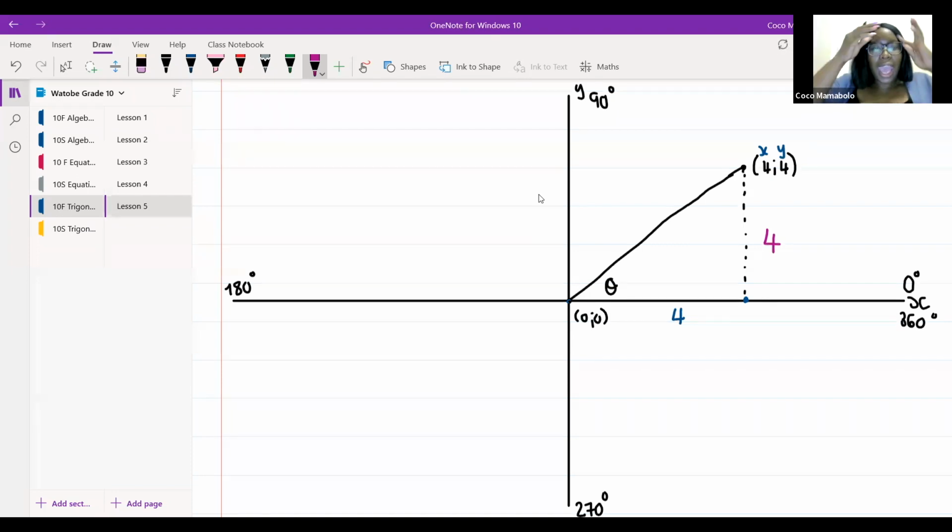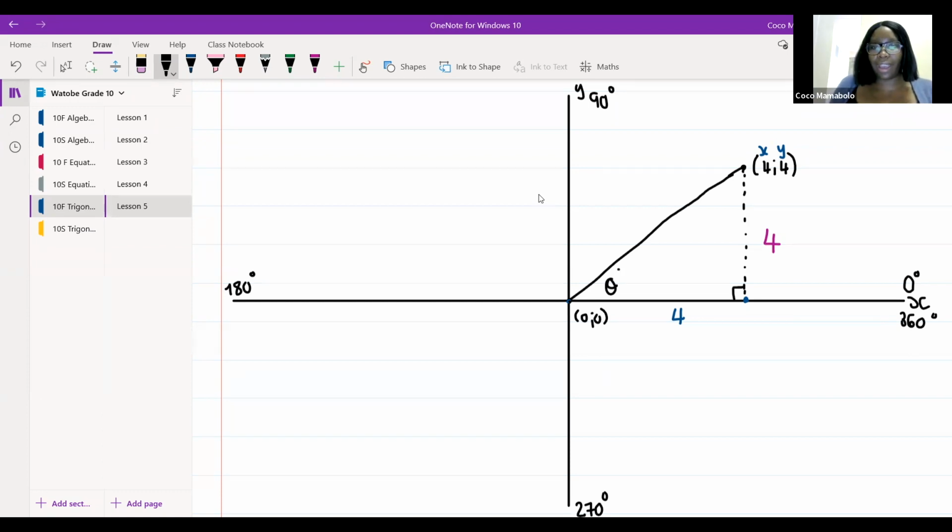Okay. And if we think about what's happened over here, what teacher Coco's actually done is she's created a right angle triangle. And do we know anything? Anybody know anything about trigonometry and right angle triangles and putting things together and making them work? Of course we do. We've learned about these.